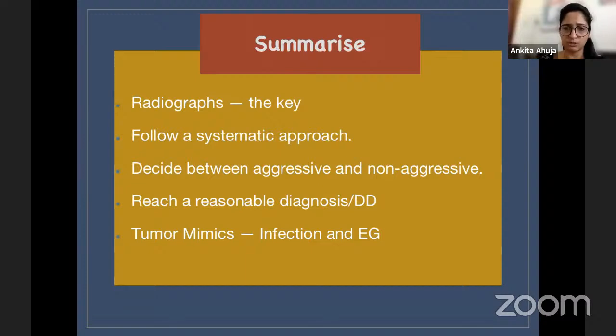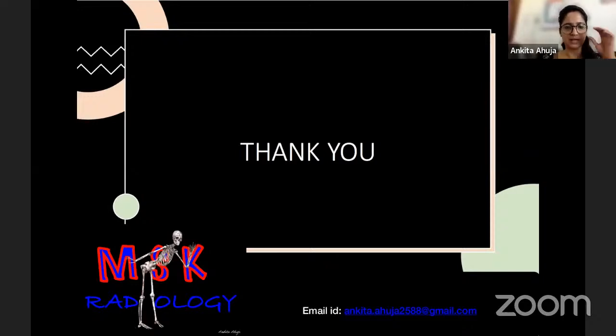So just to sum up, radiographs, do not miss the radiographs. Radiographs are the most important thing to be evaluated whenever you are looking at any case. You should start with radiographs, following which you follow a systematic approach. Look at location, age, identify the lesion, decide between aggressive and non-aggressive based on your periosteal reaction and zone of transition. Look at the rest of the features and come to a reasonable diagnosis or a differential diagnosis. And never forget your tumor mimics, which are your infection and eosinophilic granuloma. Thank you so much.